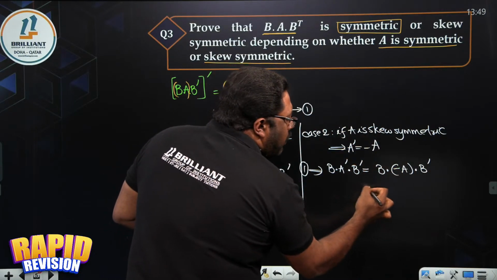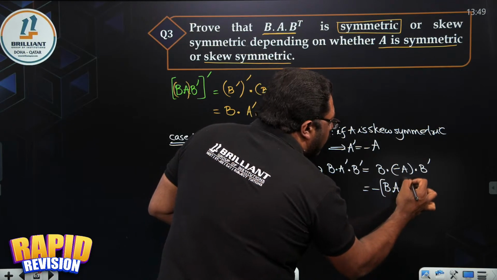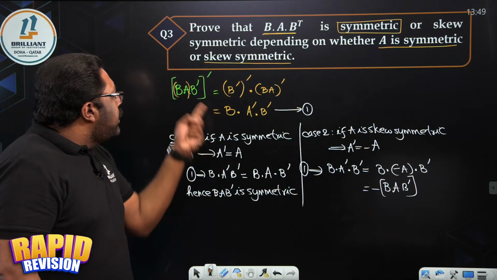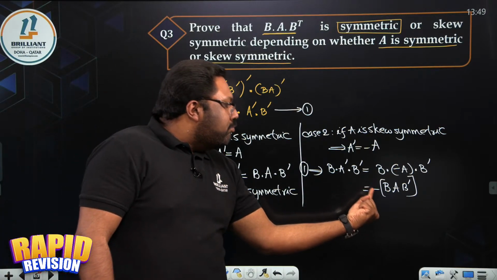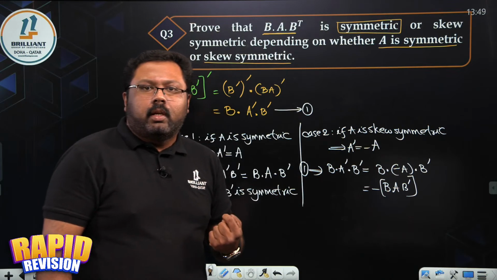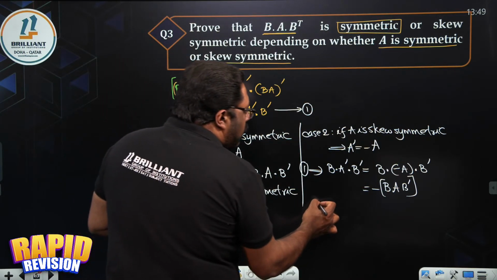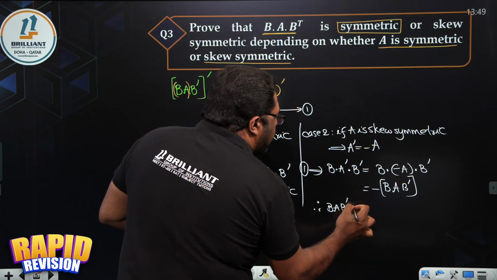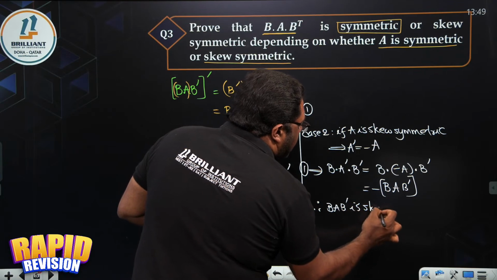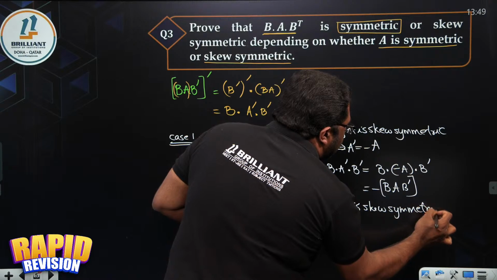Can I take the negative out? It's minus of BA B dash. So I took BA B dash, transpose, I got minus of BA B dash when A is a skew symmetric matrix. Therefore I can say BA B dash is skew symmetric. That is what we need to prove here. It's a very good 2-mark question, my dears.